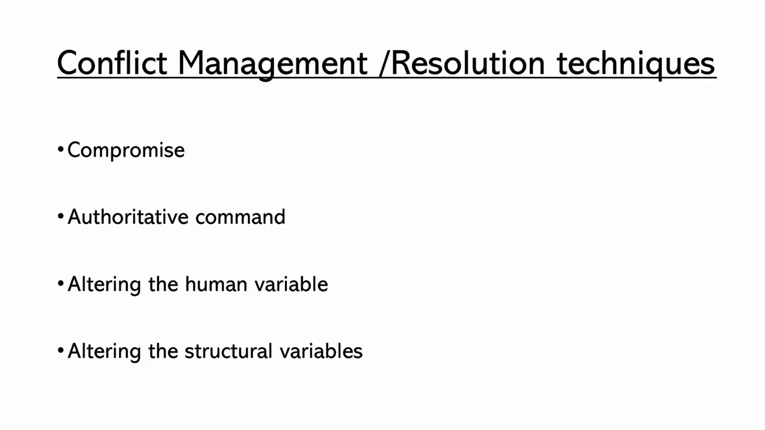Altering the structure variables. I previously explained what this structure is. That is leadership styles or size. You can reduce the size of the group. You can change the leader. You can provide good reward systems. You can set a clear task, thereby the conflict can be avoided. So these are the various conflict management resolution techniques.